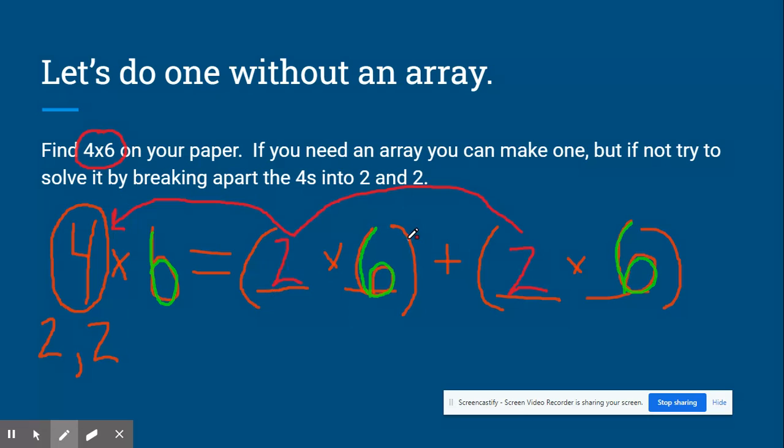So now we're going to solve this. 2 times 6 is 12. Obviously, we know that 2 times 6 is 12. We're going to put those together. 12 plus 12, that's pretty easy because there's no regrouping happening. That answer is 24. Okay, so that's what you should have gotten as your answer as you walked through this with me. Okay, so we are going to keep on going.